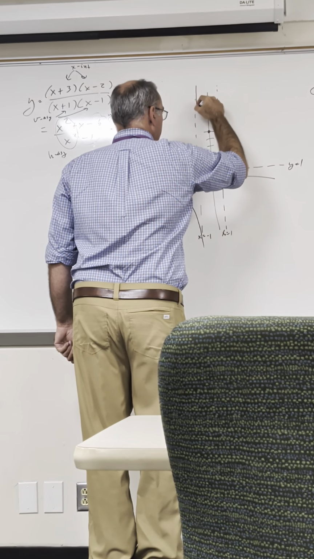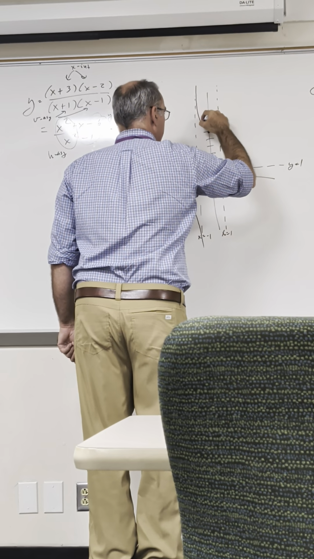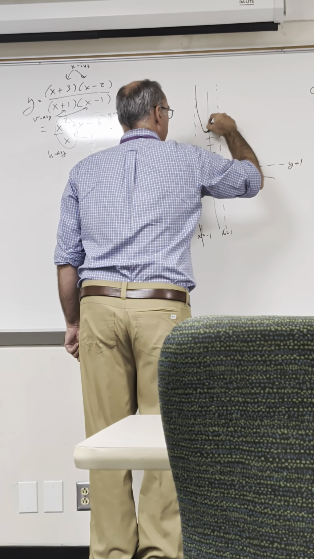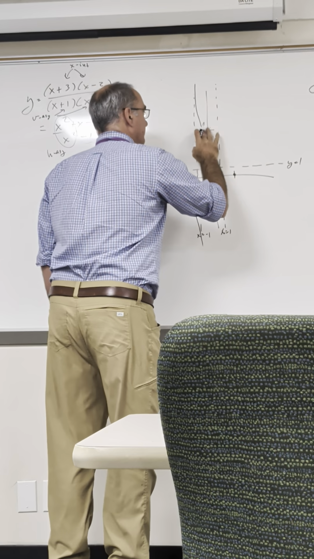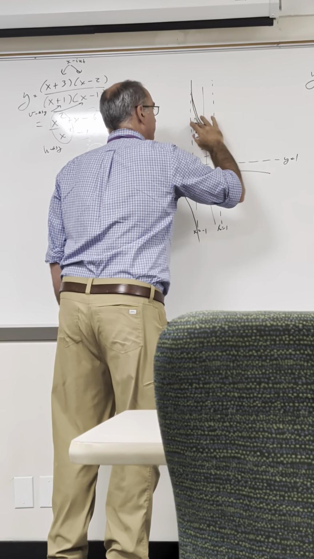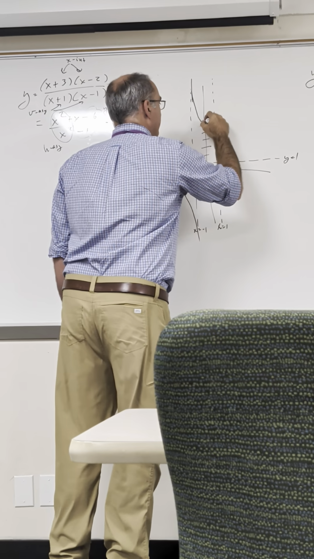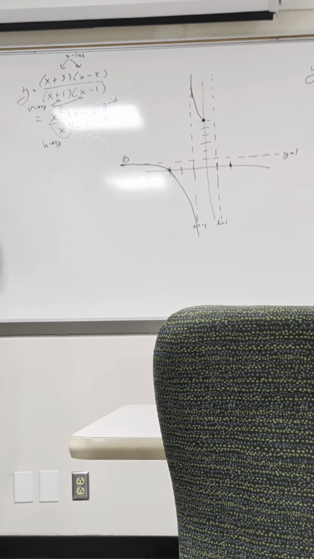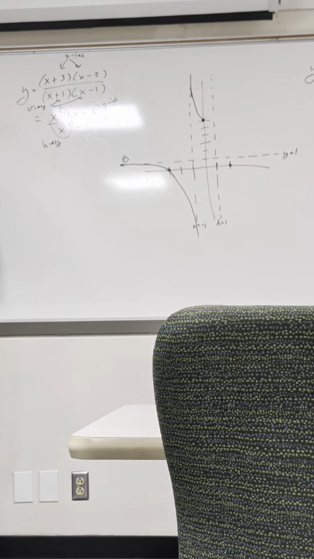The next thing I have to worry about is that point right there. Yeah, let's not do that. Let's just do this for simplicity. So I have to go through that point. That is a perfectly good point. That's a y-intercept. The next thing I have to worry about is another vertical asymptote.